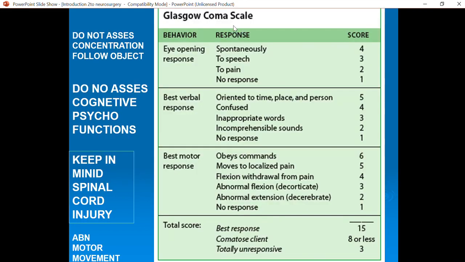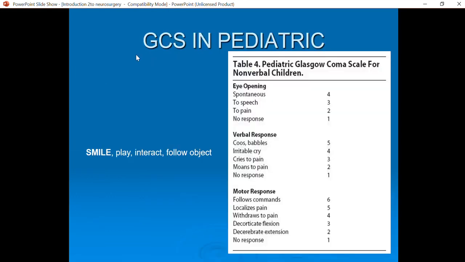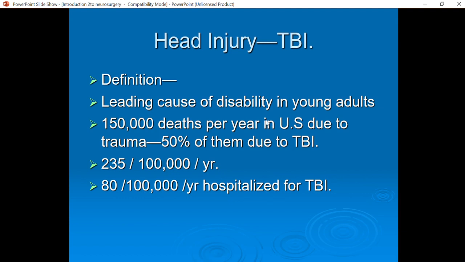This slide is very important for you, and in every exam there is a scenario for you to assess the Glasgow Coma Scale. I hope you remember this very, very well. The Glasgow Coma Scale in pediatric age group is the same, but the difference is the verbal response, because the child or infant cannot be assessed whether he is oriented to time, place, and persons.